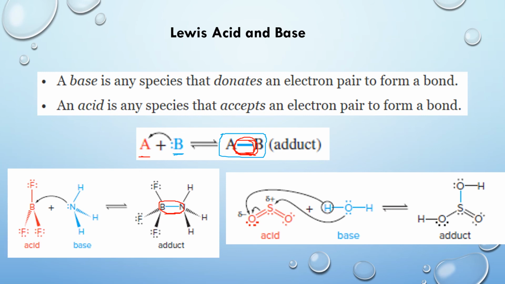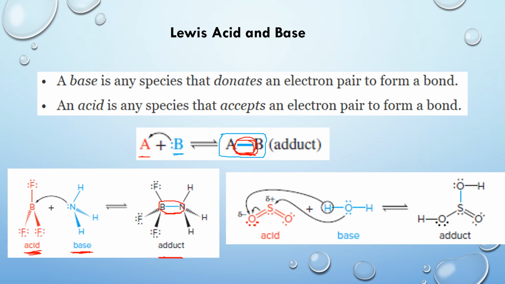In this case, because the boron accepts a lone pair from the nitrogen, it is the Lewis acid. And because the nitrogen of ammonia donates that lone pair of electrons, it is the Lewis base. Again, the boron accepts the lone pair of electrons, so it's the Lewis acid. Lewis acid is the electron pair acceptor, and Lewis base is the electron pair donor. The product, containing the newly formed bond, is called the adduct.